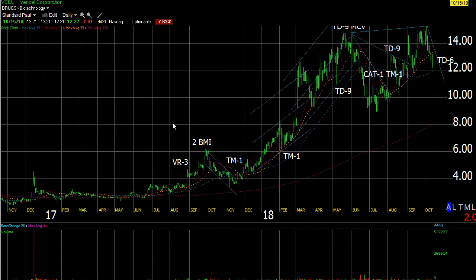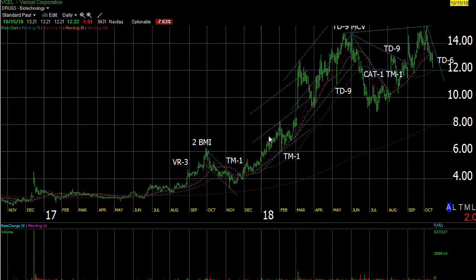Okay, this is VCEL Corporation. It had a 2 BMI breakout, deep tube trade. And a TM1 pullback again. Once the TM1 set, you get very close to exactly hitting the mid-channel violation right there. Takes off again, so you get your uptrend.